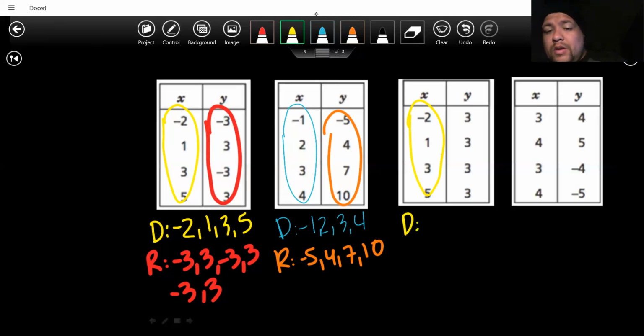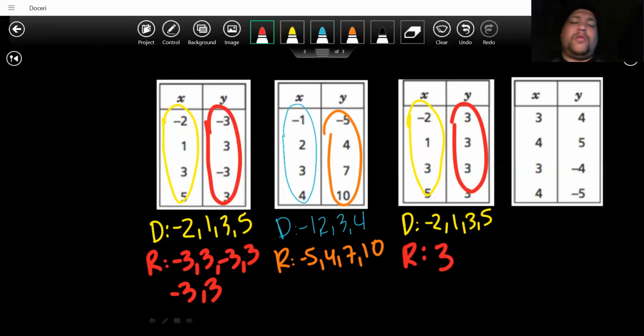Boom, boom. -2, 1, 3, and 5 will be represented by my domain. My range will be my outputs. So I'm going to kind of abbreviate this one. The output that keeps on repeating itself is just 3. So our range for our value is just 3. You do not have to keep on repeating 3, 3, 3 every time. It goes back to, we've already have it written down. We don't need to keep on repeating it.